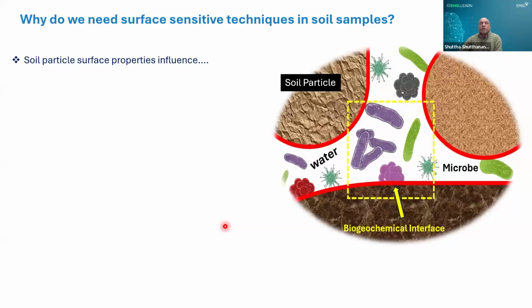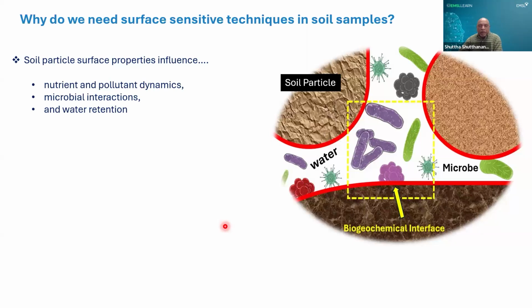So first, why do we need a surface-sensitive technique in soil analysis? As we all know, the surface of the soil particles plays an important role, where most of the reactions occur, such as absorption of pollution, nutrient exchange, and microbial interaction, as shown in this figure. These microbes or nutrients are going to interact first with the part marked in the red line here, which is the outermost layer of that soil particle.